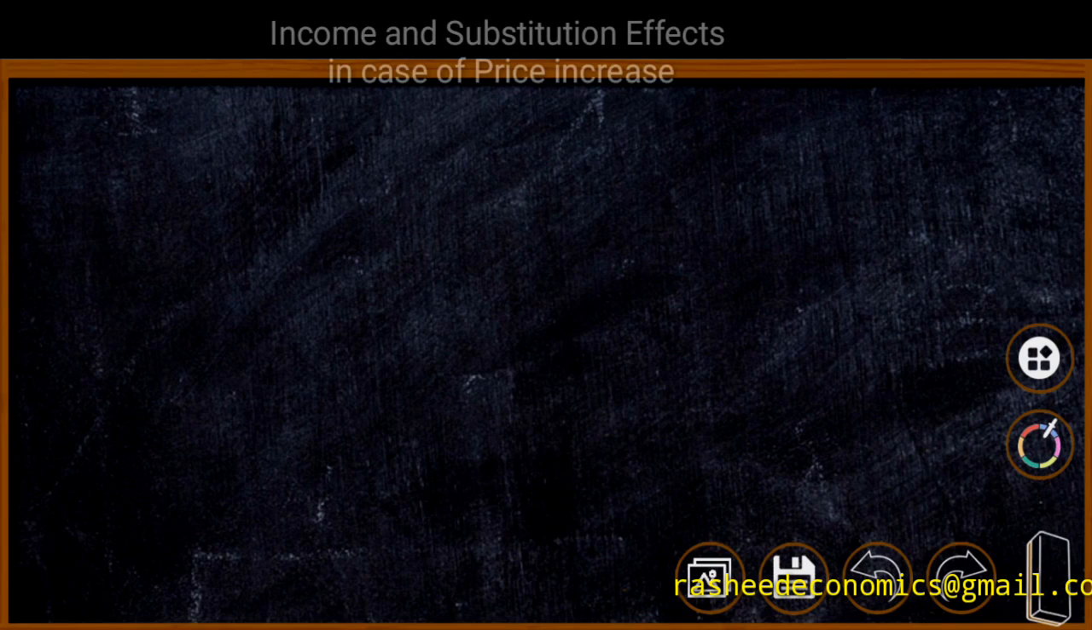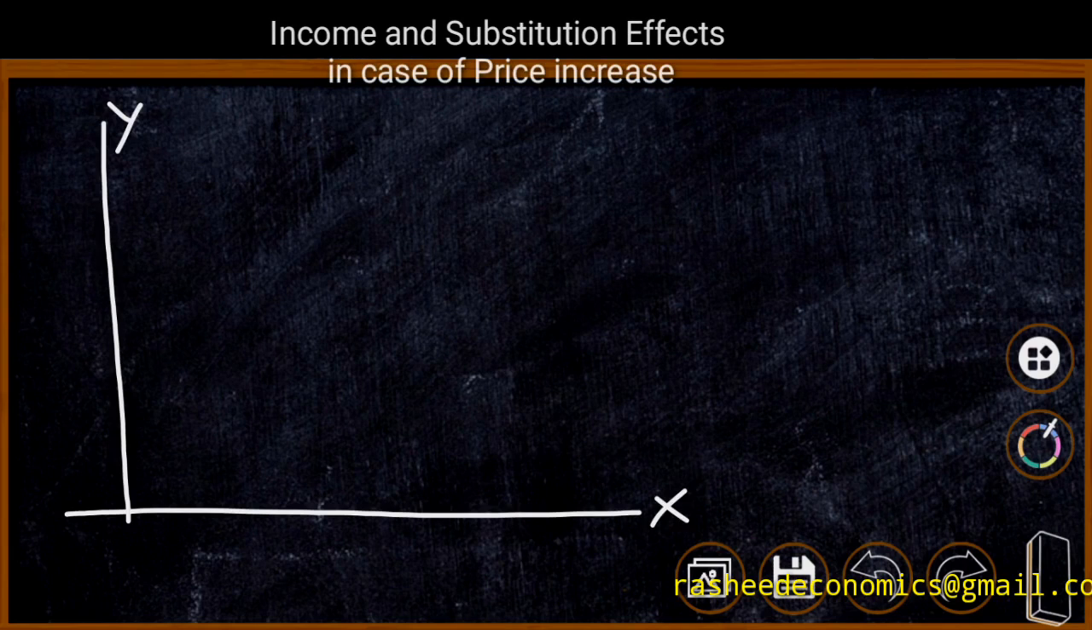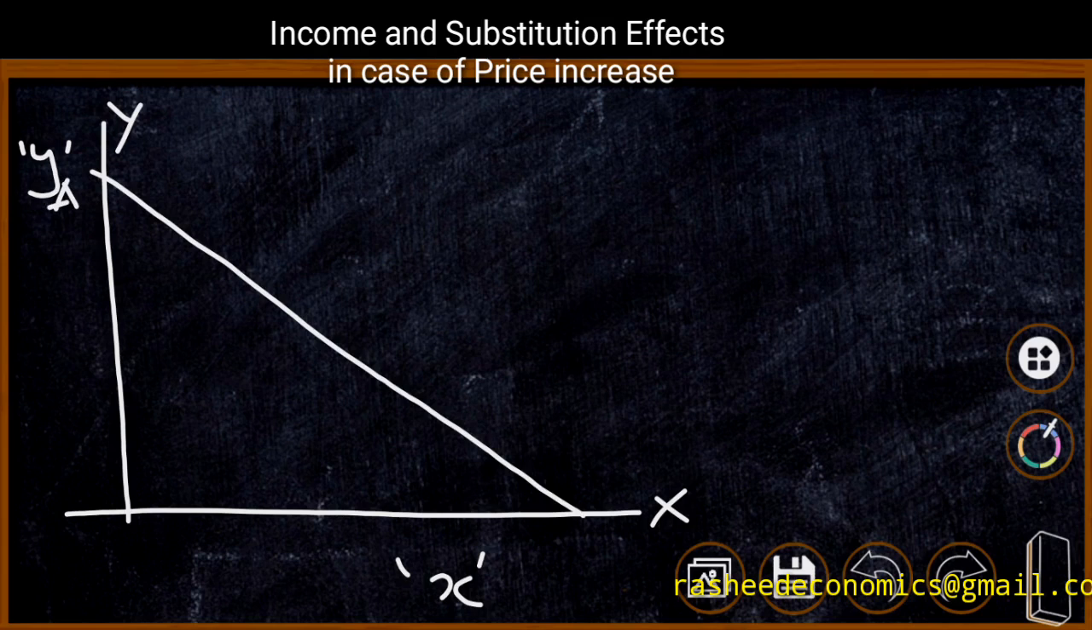Now we are directly moving into the diagram. In the diagram we have x-axis and y-axis. On x-axis we are representing product X, and on y-axis we are representing product Y. The initial income price line of the consumer is AB. Here consumer can purchase maximum OB amount of X or OA amount of Y.